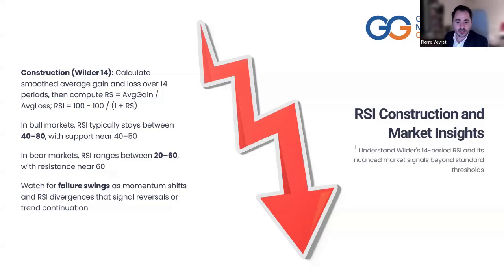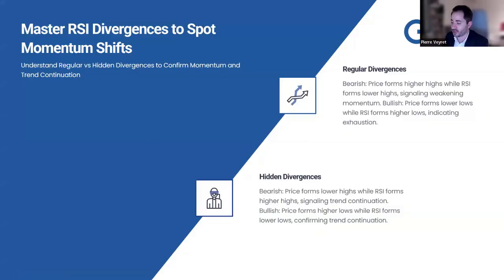All right. So now we're going to talk about divergences. Let's move forward. Oh, I love that tool. Divergences, one of my favorites, honestly. So divergences happen when the tops and bottoms on the RSI diverge from the tops and bottoms of the market.